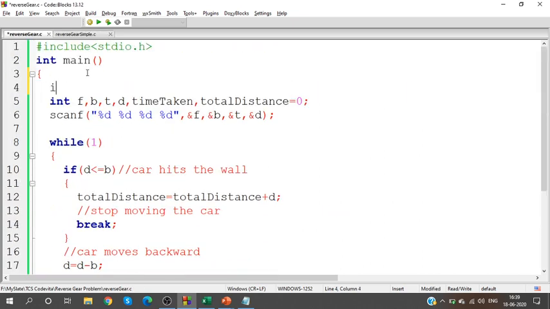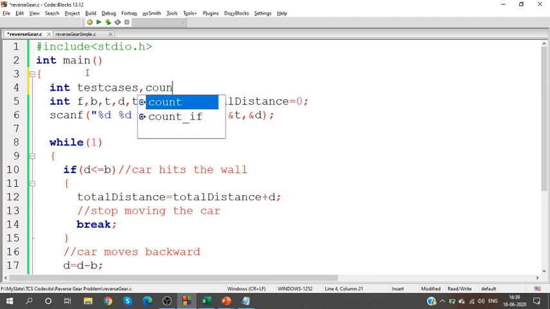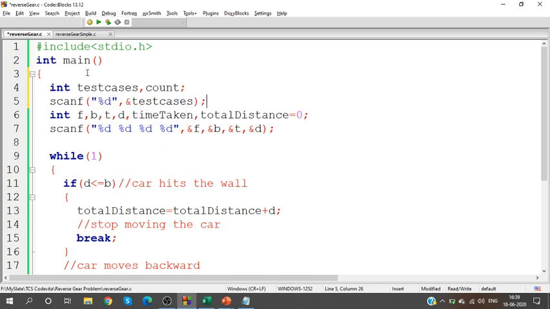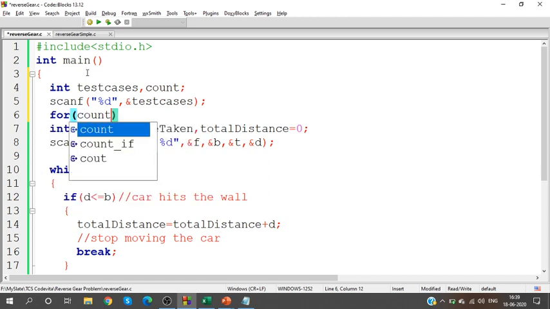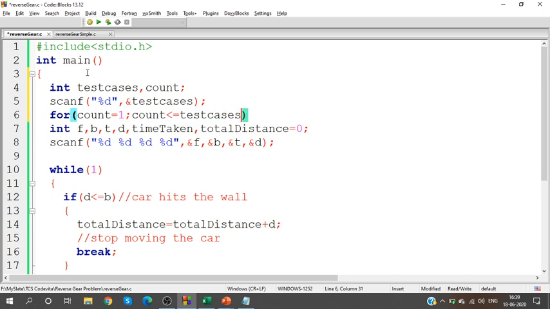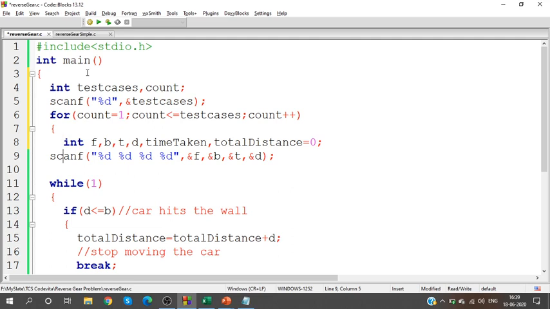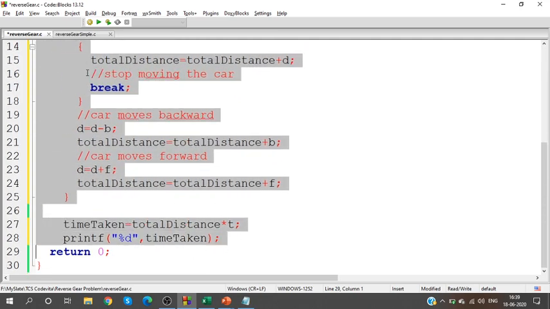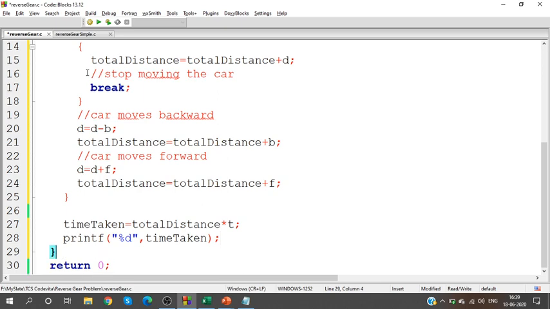Okay, in the naive solution also get the number of test cases. After you get the number of test cases, repeat this process for each scenario. For each case, calculate what is the time required. All right. Okay, that's it. We have completed the program.